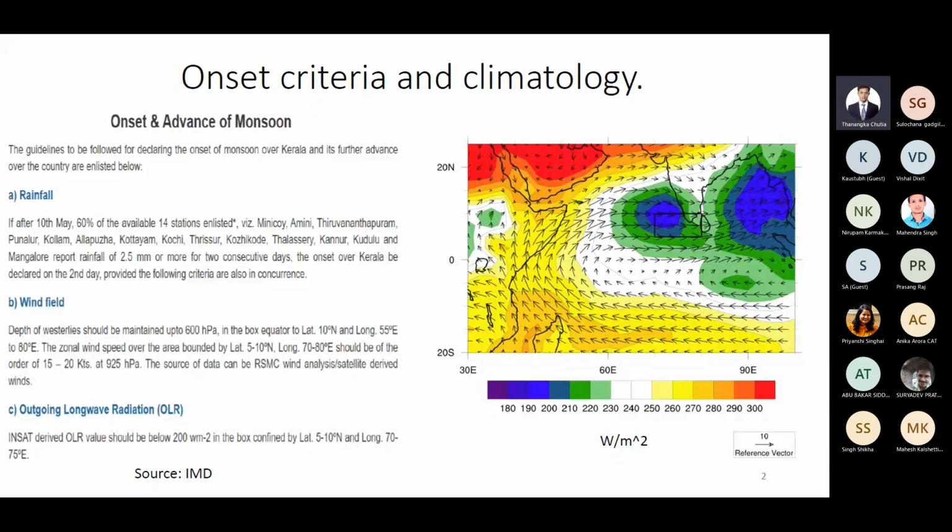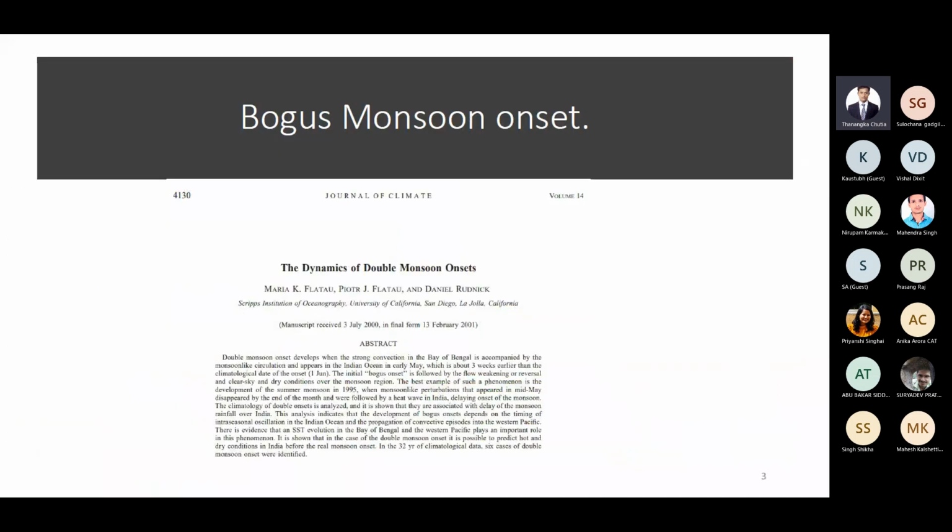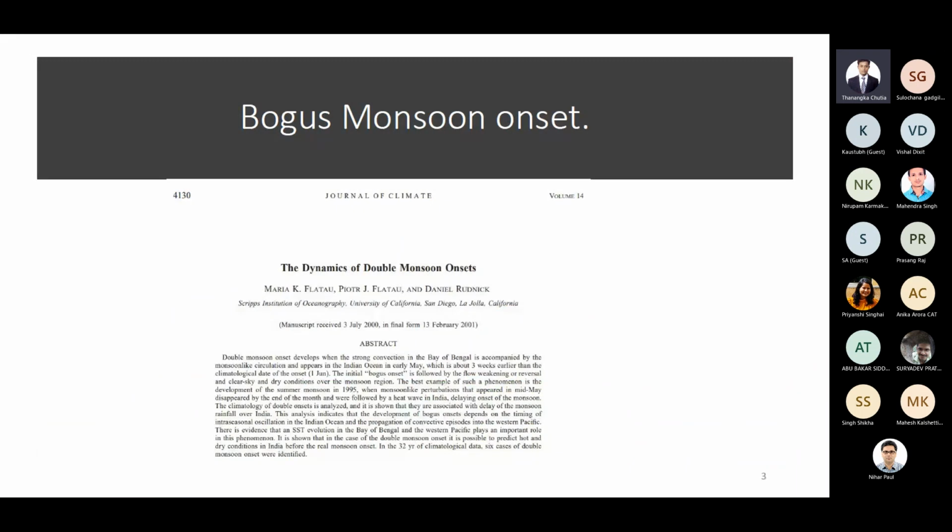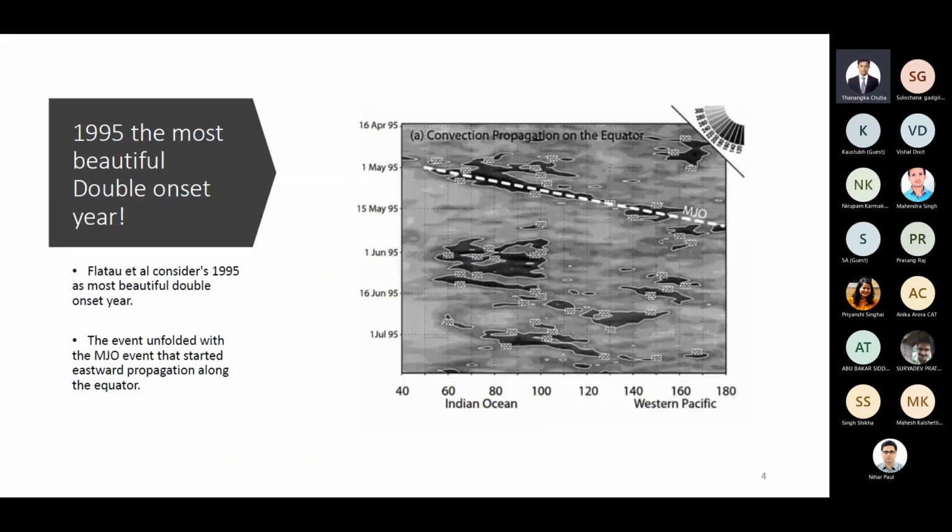In this discussion, I will be starting by discussing the paper called Dynamics of Double Monsoon Onset by Fletcher. It was published around 2001 in the Journal of Climate, and I use this paper as a reference because the criteria they use here for double monsoon onsets are much easier to understand. There are many other papers published after this, but this paper can be easily understood by students. In this paper they describe 1995 as the most beautiful year of double onset, or bogus onset. We will start here by looking at the OLR pattern.